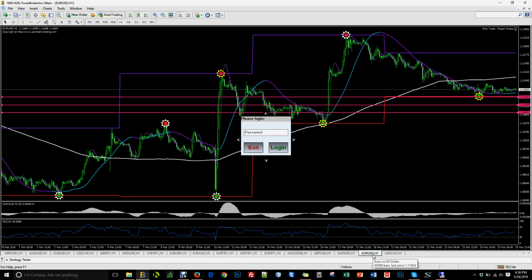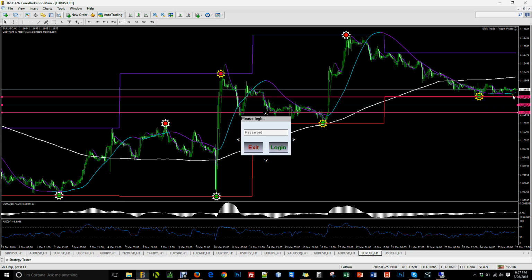EU, Euro USD, same scenario as the AU. It has already moved back. Price has already come down. Looking at the NFP or FOMC, it's already come back down halfway. Maybe that's all that it does, but it's doing the same thing.